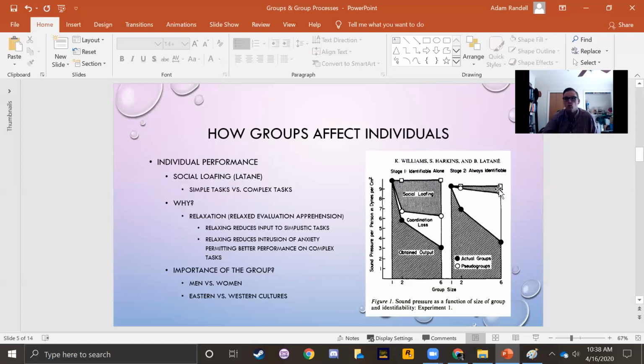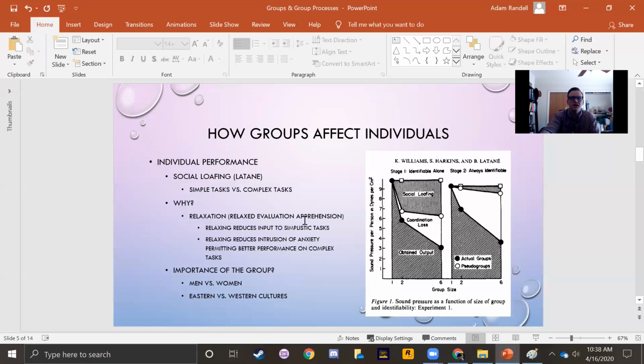So why is that happening? Well, over here, when they didn't think that their individual contribution could be identified, there's very limited, or there's less evaluation apprehension. There's less concern, apprehension, about how other people will judge them, evaluate them. All right. So when that relaxation that comes from not being worried about what others think comes, then input on simplistic tasks like this drops. There's less anxiety, right? And that can impair performance on simplistic tasks.